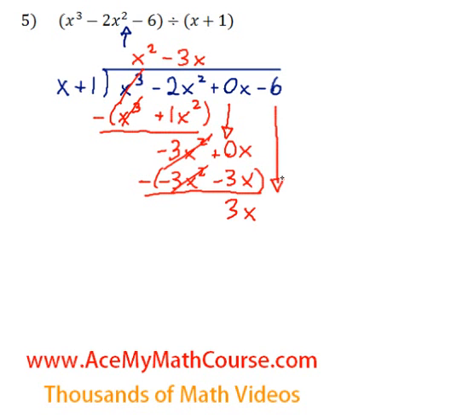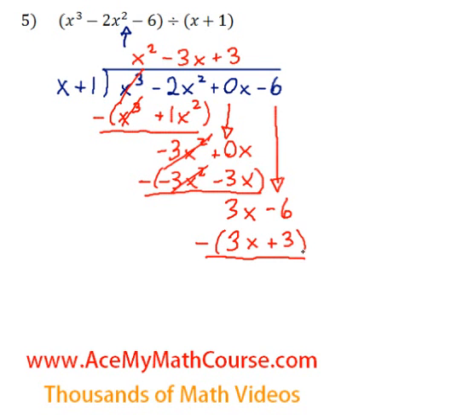Hopefully I'm not going too fast. Then I can bring down the minus 6. And my last step will be to divide 3x by x. So I can write a 3 over here for the quotient. And multiply that 3 by x plus 1. So we're going to get 3x plus 3, because 3 times 1 is 3.